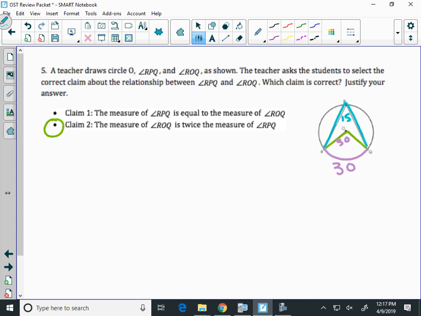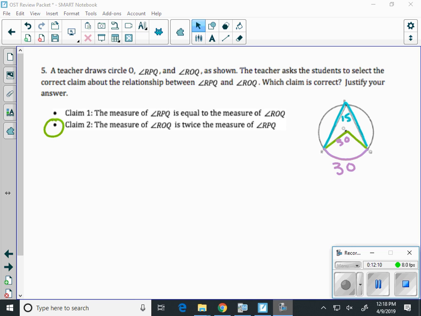Also, if you look at it, those two angles really don't look the same. So if you don't have any clue how to answer it, well, they don't look the same, so I'm just going to pick number 2. Don't always go that route, but if all else fails, see if they look the same. Because sometimes things just aren't drawn to scale. Okay? Questions over that?